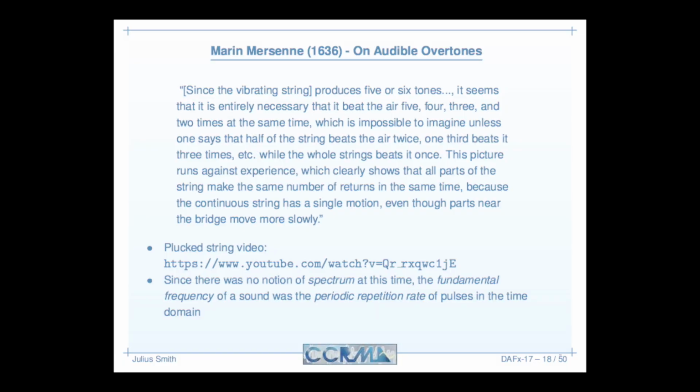So he says, since a vibrating string produces 5 or 6 tones, everybody knows, right? The lyre goes back to 3000 BC, and every musician knows this. So you can hear 5 or 6 tones. It seems it is entirely necessary that it beat the air 5, 4, 3, and 2 times at the same time. And I should mention that the theory of sound at the time was purely time domain.